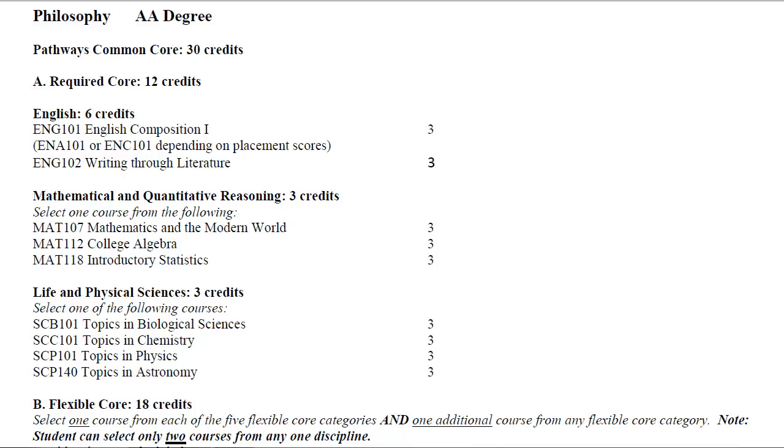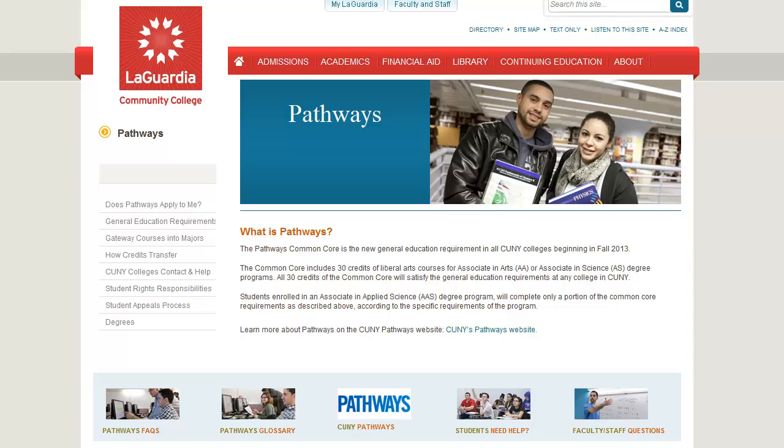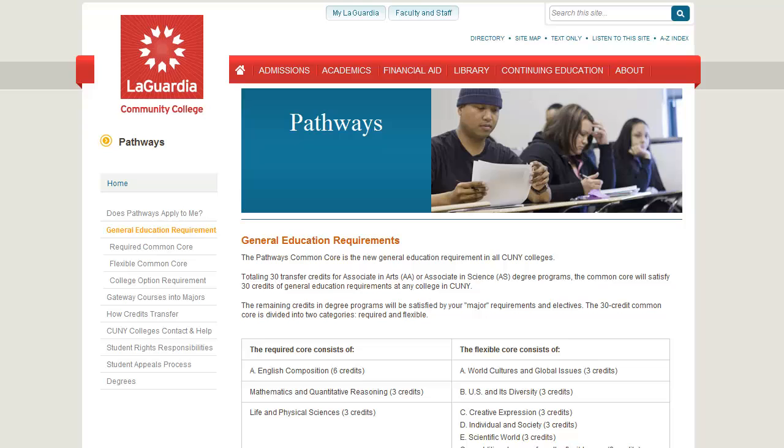The second part of Pathways is the flexible core. There you can select courses adding up to 18 credits. To find those courses, let's go back to the first page of the website. We're back on the home page of the Pathways website. To find the listing of courses in the flexible core, click on General Education Requirements on the left-hand side of the page. On the drop-down menu, now click on Flexible Common Core.